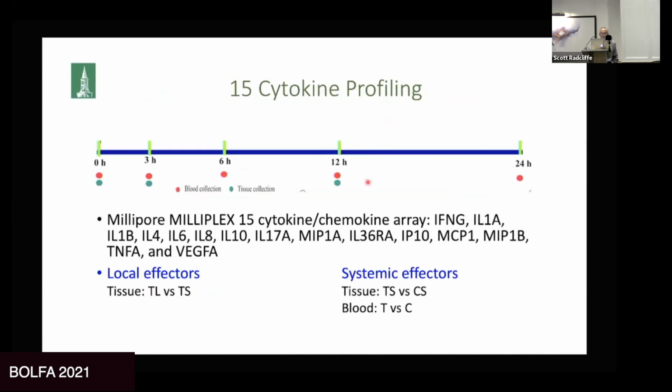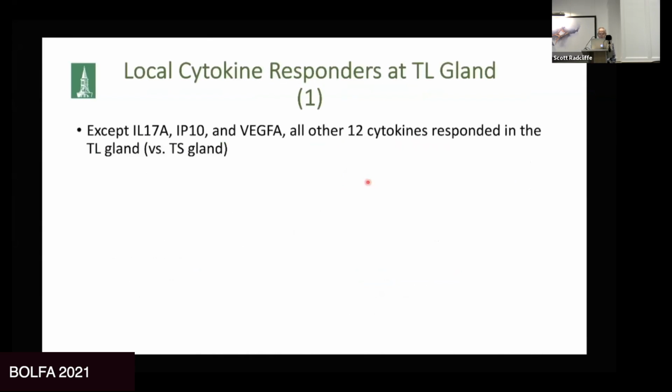For the cytokines, we used an array again. This array contains 15 cytokines, the biggest cytokine array we could find commercially. We also measured those cytokine changes. All the cytokines analyzed, except 3, changed locally in the mammary gland.